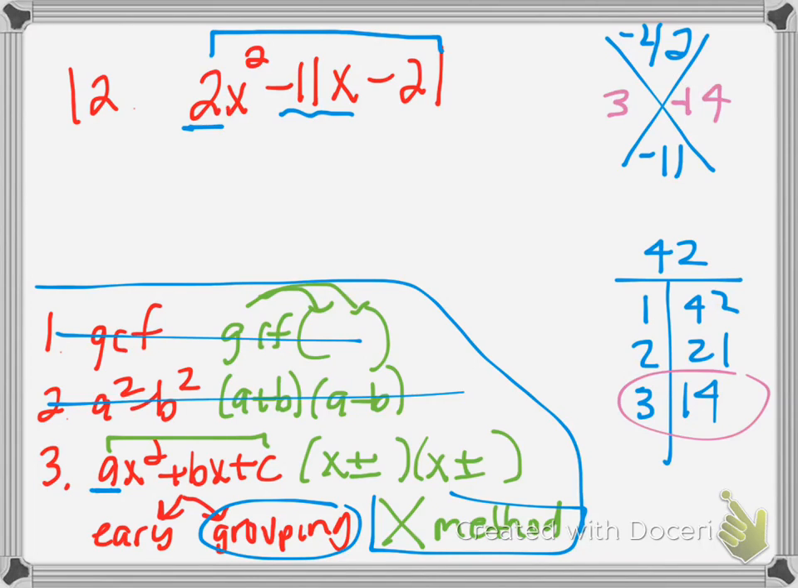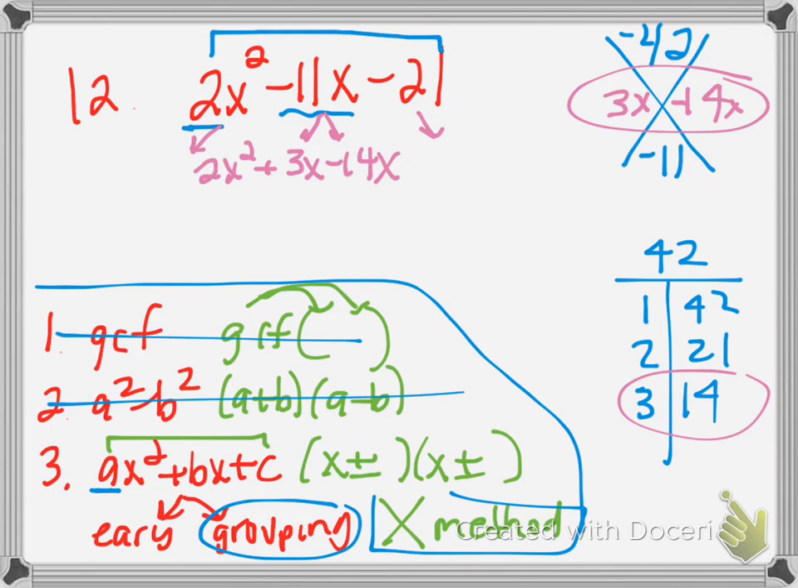So for grouping, you're going to be splitting up the middle term. First and last term stay the same. Middle term gets broken up. So it starts out 2x squared, and instead of negative 11x's, we're using our two factors here in any order, 3x's minus 14x's. So plus 3x's minus 14x's, because that would recombine to 11 negatives, and then minus 21.